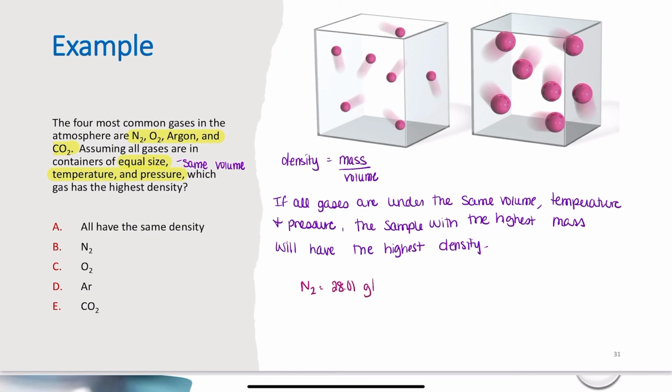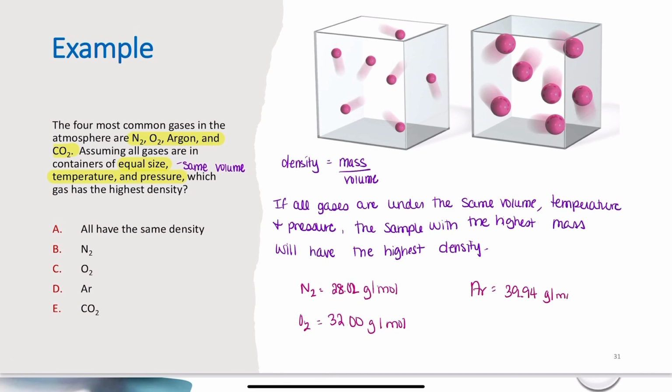So N2, 28.01 grams per mole. O2, about 32 grams per mole. Argon, 39.94 grams per mole. And CO2 is 44.01 grams per mole. So in this example, CO2 will have the highest density because density is your mass over your volume.